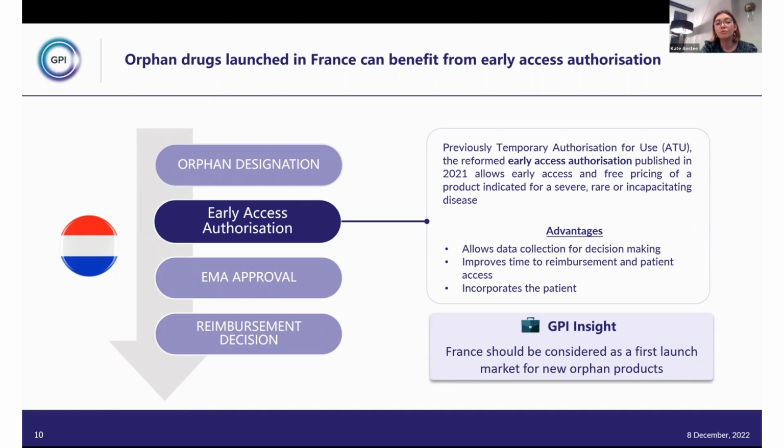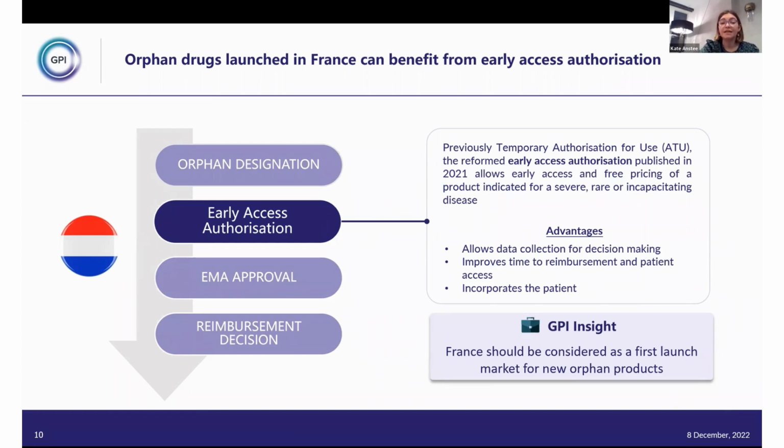As a general rule, products with an orphan designation are likely to meet the criteria for early access because there's no appropriate treatment option. They can't delay initiation of treatment, particularly if it's a really severe disease. There's presumed efficacy and safety based on the results of the clinical trials. And there's also presumed innovation, specifically compared to any clinically relevant comparators.